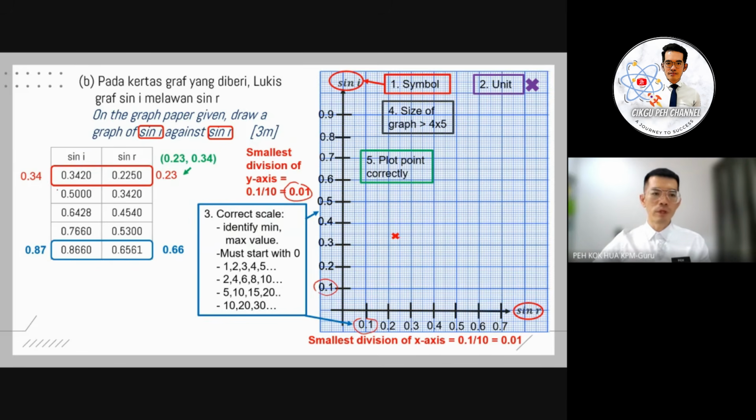And then for the second point, you need to round off also. Here it will be 0.50, and sine R will be 0.34. So 0.34 will be almost here with 0.5. So it will be here. So the other points will also use the same method. You round off and plot at the correct position.